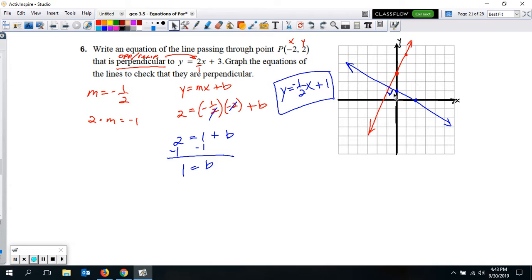And this is definitely perpendicular. So you can see definitely it's got a perpendicular slope there. They look like a perfect intersection at 90-degree angles then.